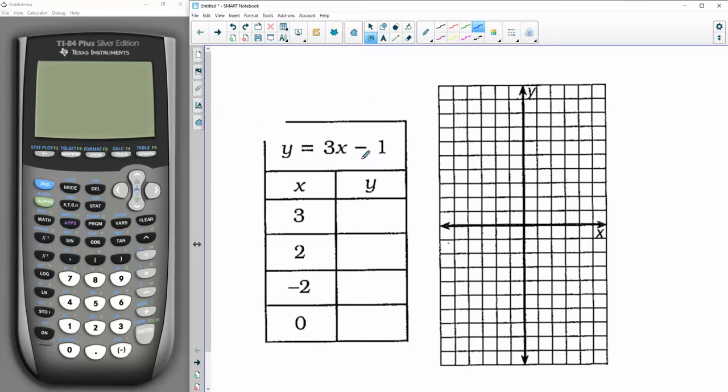to complete a table for a linear function and then graph the line. So we're given this line, y equals 3x minus 1, our equation of a line, and we're going to plug in these x values, or substitute them into the equation, and find out what the y is.